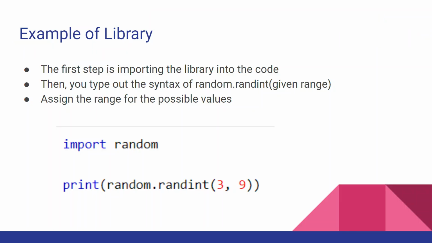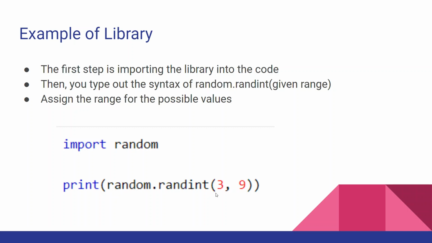Alright, now let's take another example of some other libraries. So the first step in importing the library is this line, import random. Random is basically the name of the library, and we're importing it so that we can use it in our code. Now what the random library basically does is it can give us a random integer, random string, and in this case we're going to talk about how it can give us a random integer.